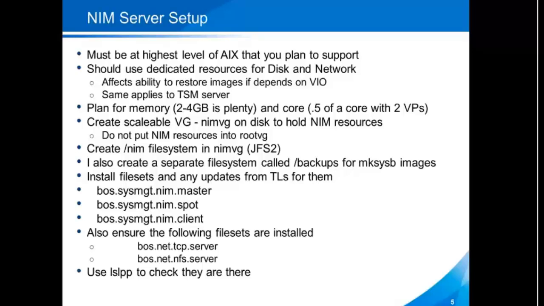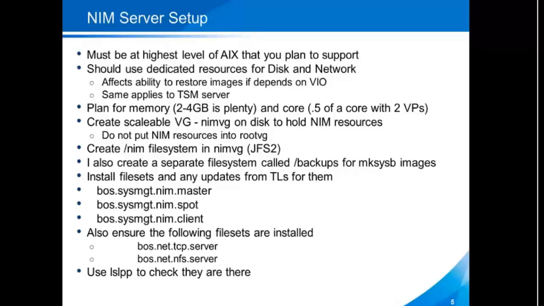Unless I'm planning on doing a lot of NIM things at the same time, that should be more than enough resources. The first thing that the NIM server is going to need is a volume group that has enough disk to hold all of the NIM resources. So depending on whether you're going to have a lot of mksysb images and so on, you may need something larger. I would never put my NIM resources into rootvg, because you end up then with a very, very large rootvg that you're going to have a problem recovering. So I create a /nim file system in my NIM VG, and that NIM VG is a scalable VG because it's going to get big.